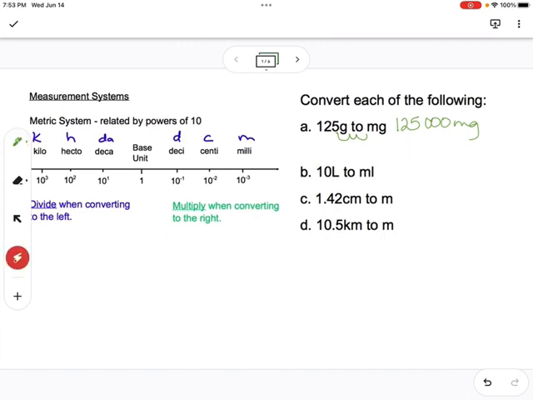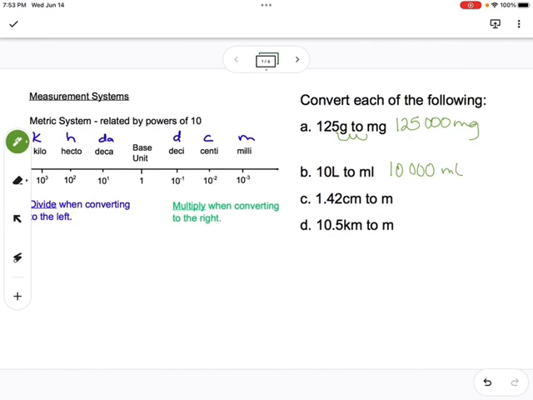Next one, we're going from 10 liters to milliliters. Same thing here, we're going from a base to milliliters. So again, we are multiplying by 10, multiply by 10, multiply by 10, so moving it over 3 decimals. So we end up with 10,000 milliliters.